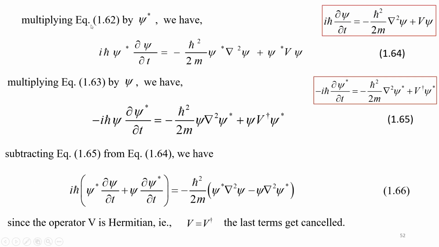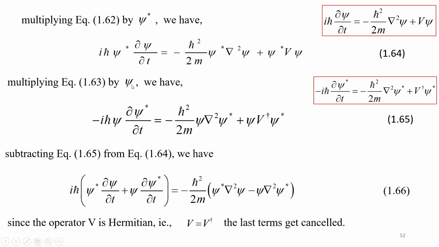Now multiply equation 1.62 by psi star. So we will have i h bar psi star partial d psi by dt, which is equal to minus h bar squared divided by 2m psi star del squared psi plus psi star V psi. Now multiply equation 1.63 by psi. We will have this equation 1.65. Now subtracting equation 1.65 from equation 1.64, we have, so we'll have to subtract from here to here.